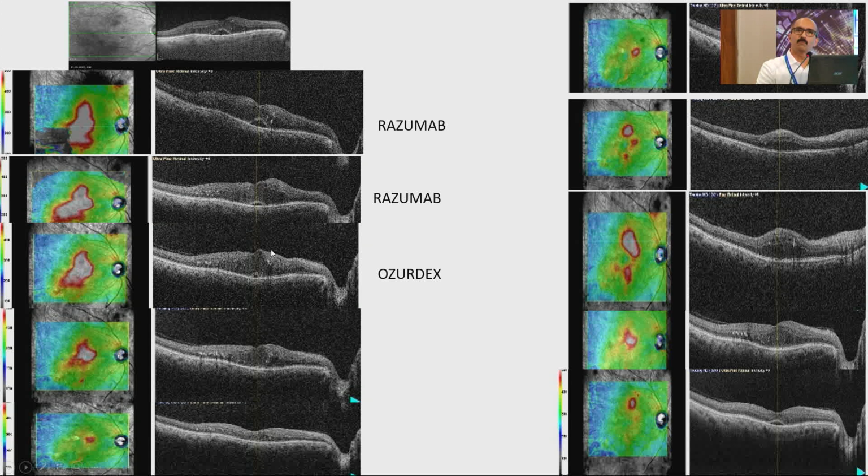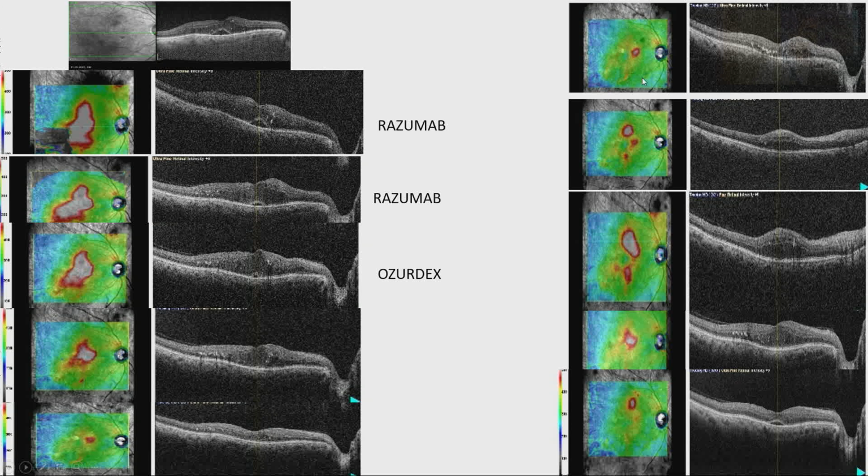Razumab is taken once, twice, not much of change in edema. His visual acuity is not improving. Now he comes back to me and says that now we'll take Ozurdex. This is a real problem that you face in practice. So now I take Ozurdex. It is dry. Within 3 months, it's dry and nice. The patient takes off. He doesn't come for follow-up.